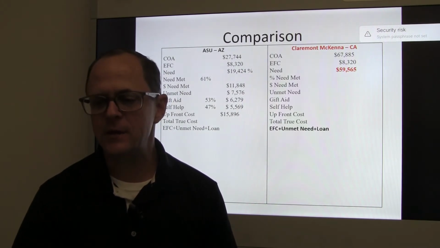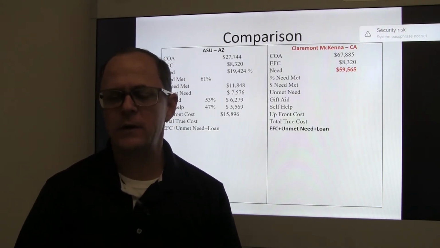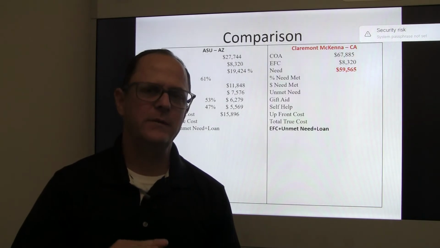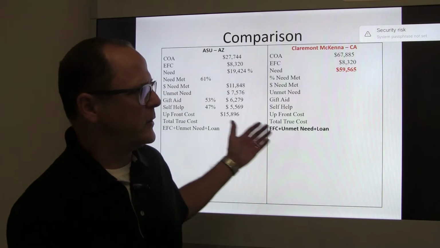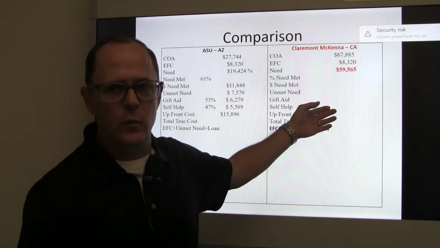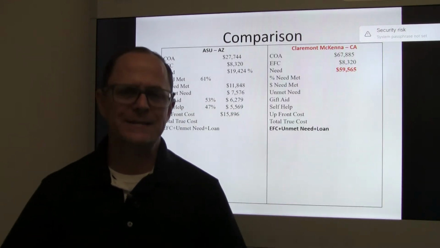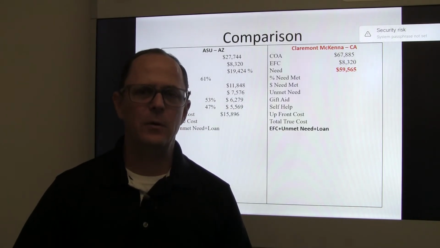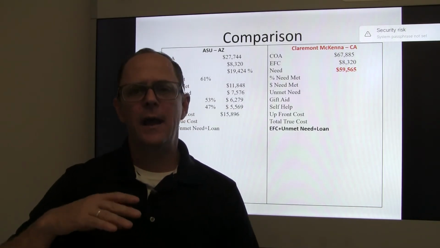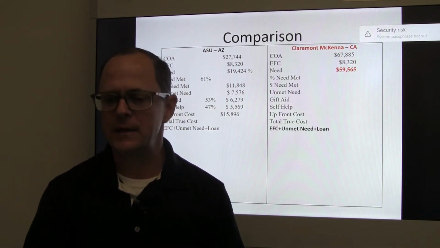And Claremont has a sticker price of $67,885. Our EFC is the same, $8,320, and that EFC is going to be the same regardless of whatever college that student applies to, whether it be ASU, whether it be Claremont, whether it be Stanford or Scottsdale Community College. That EFC is going to be a static number for that student for that year. And that EFC number may go up or down as you refile the financial aid forms each year. And yes, you have to do that each year.